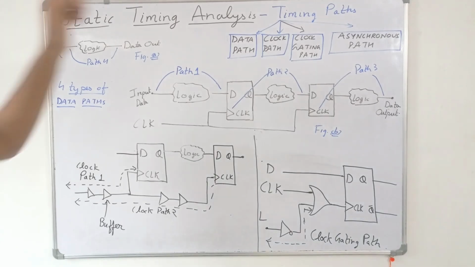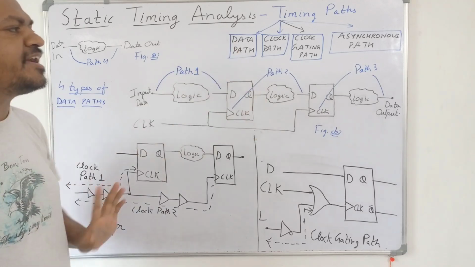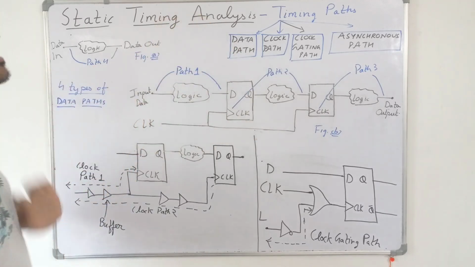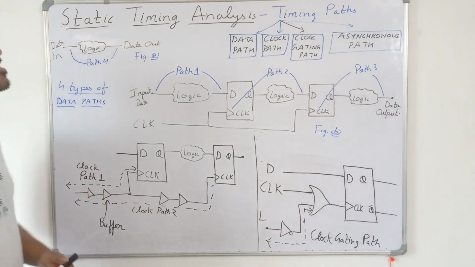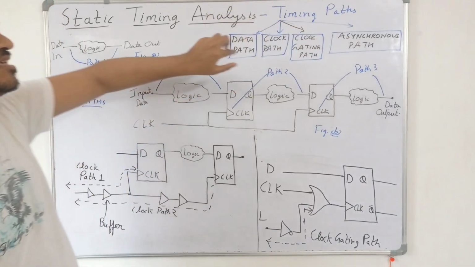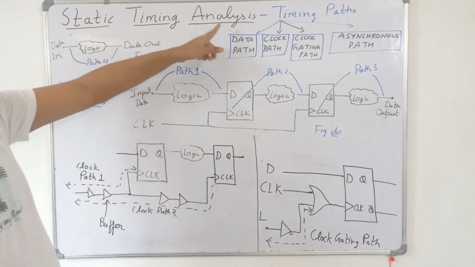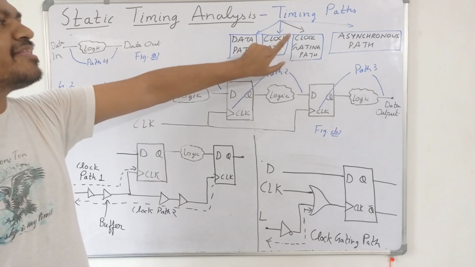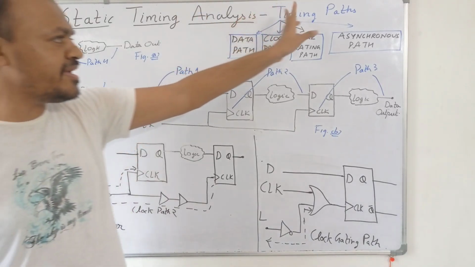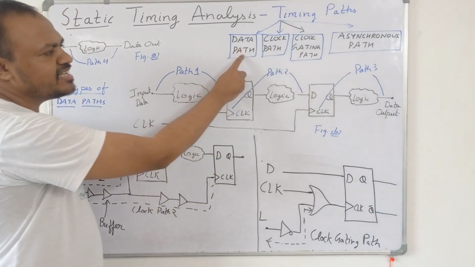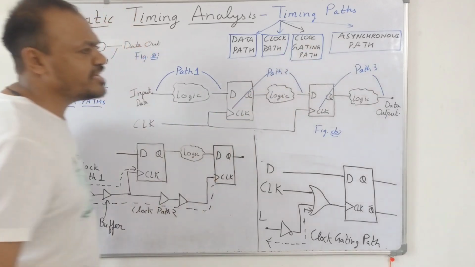Now each timing path will have one unique starting point and one unique end point. But the definition of these starting points and end points will be different for the different types of timing paths. For the data path, the start and end point are defined differently. Similarly for the clock path, the start and end point are defined differently. So we have the types of timing paths called data path, clock gating path, and asynchronous path.